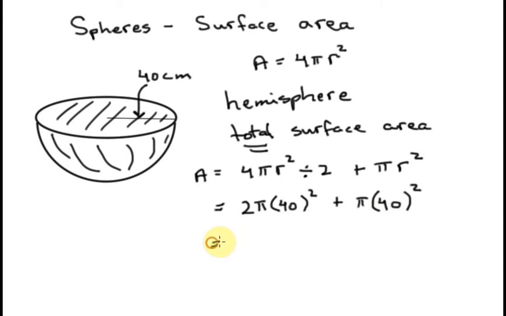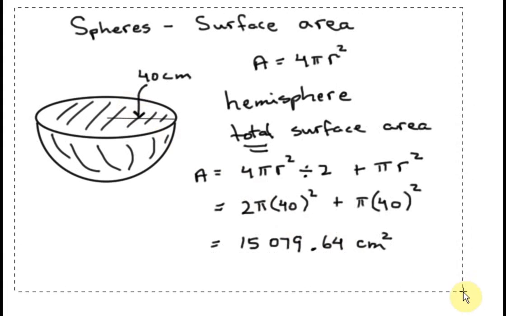So pretty easy now. All I've got to do is take my calculator and throw all the numbers in there, and I get 15,079.64 square centimeters as my total surface area. Alright, so that's the surface area of a hemisphere, total surface area.